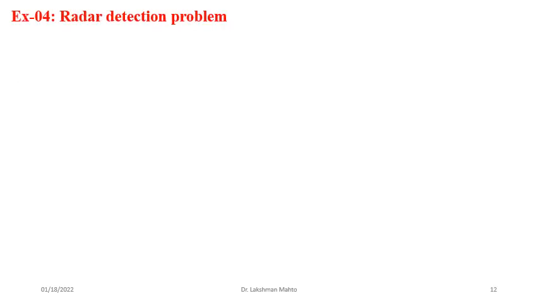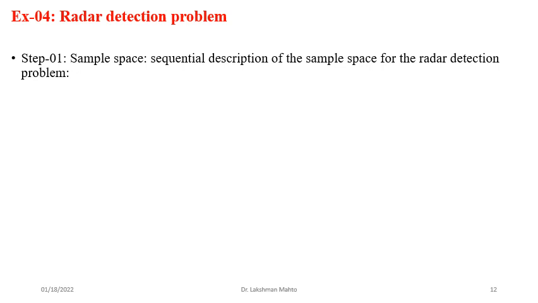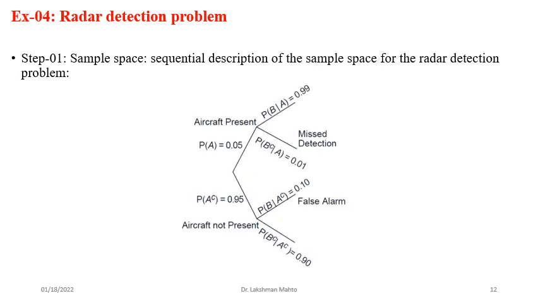Now we will take benefit of the information given to us. We have to define the sample space, and we will define it in a sequential way. In the first layer we say whether the aircraft is present, A, or not present, A complement. Then in the second layer, once we know the aircraft is present, we say whether the radar detects something or there is a missed detection. So two possibilities are there in the second layer.